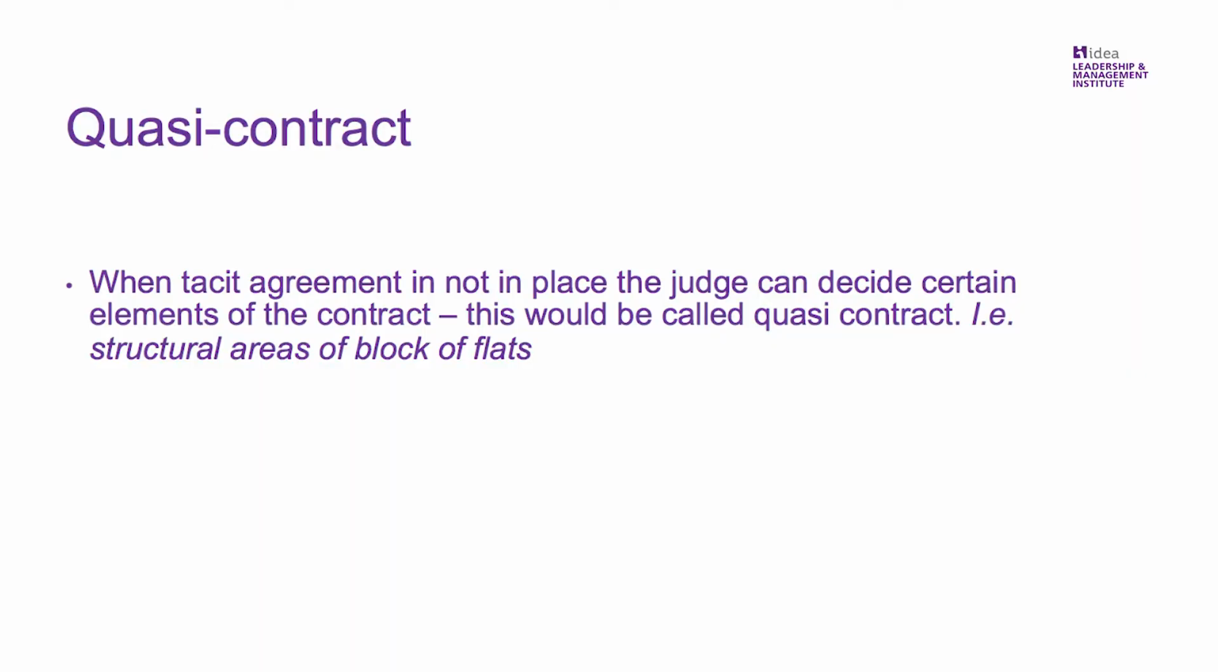There has to be certain proof that these structural changes were necessary to ensure that the common areas and that no one is prejudiced or any other damage is caused. So that is a situation where there is a quasi-contract. Quasi-tort and tort are very intrinsically related.